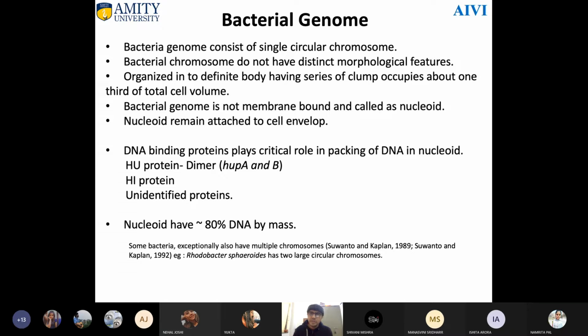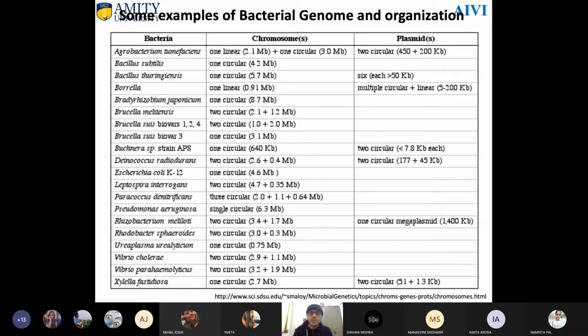The bacterial genome is also packaged, but the proteins involved in bacteria are non-histone in nature. They are not histone type. Here you can see HU protein, HI protein, or other unidentified proteins that play a role in the packaging of DNA in bacteria. Here we can simply use the term chromosome for bacterial DNA also. The bacterial chromosome is mostly circular, but it's not always the case. When we say bacteria have circular DNA, it's not universally true. Some bacteria may have linear DNA also.